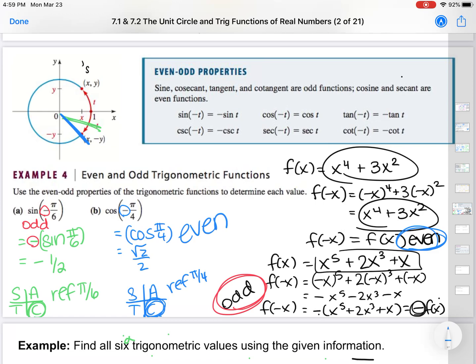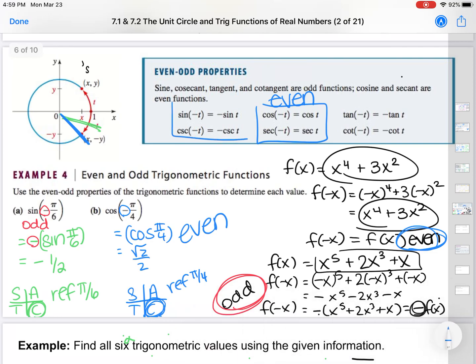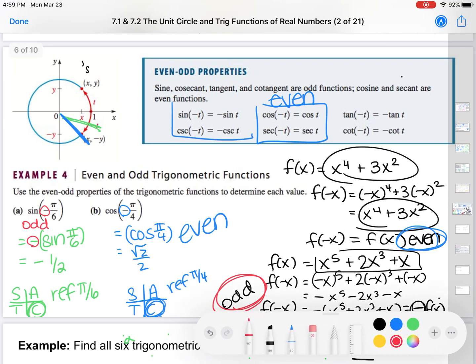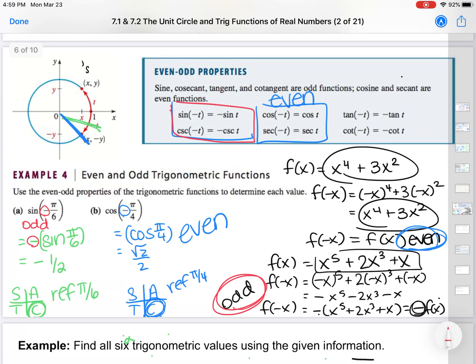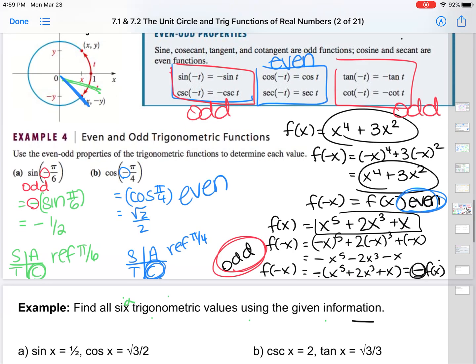If we do tangent, which it didn't ask us for, but if it did, we would notice that tangent is an odd function just like sine. So cosine and its reciprocal are even functions. Sine, cosecant, tangent, and cotangent are odd functions. What's nice about that is in pre-calc, it'll really help you to simplify expressions with trig.